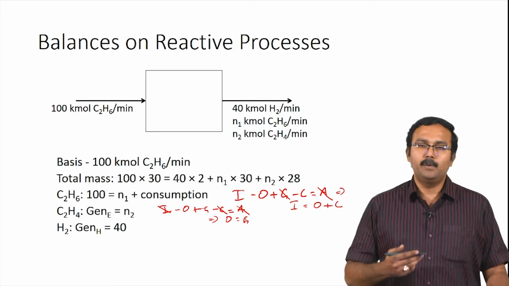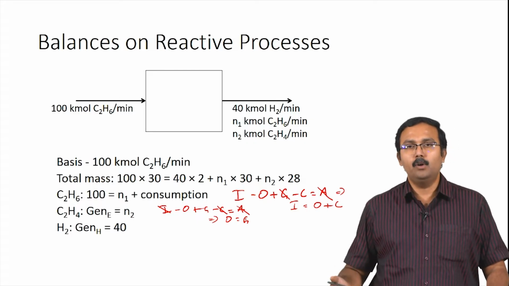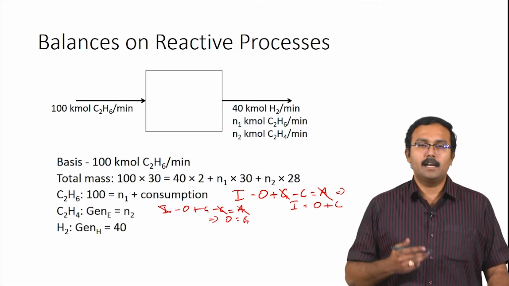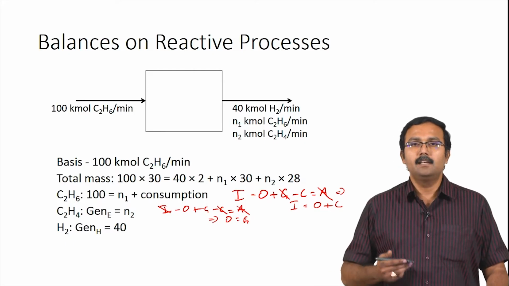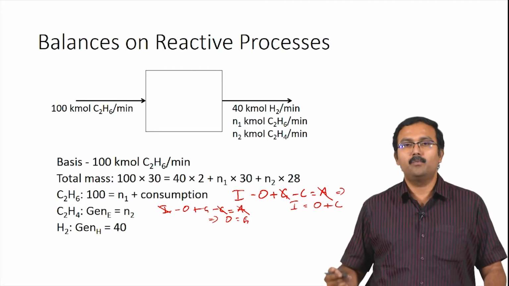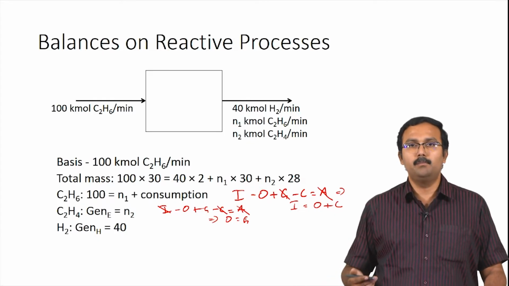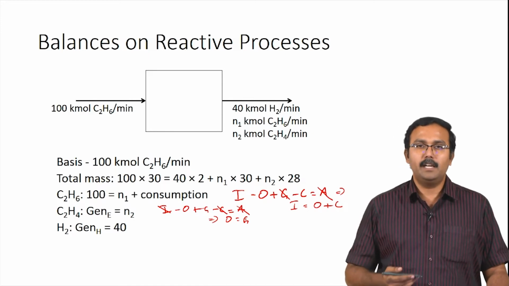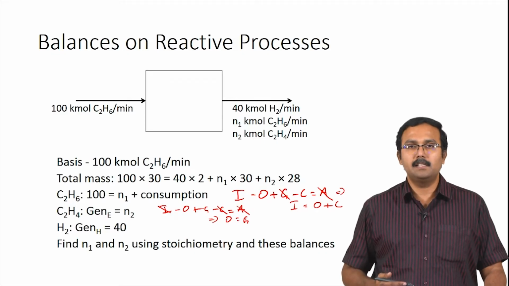So, using that you can identify the generation of ethylene and that will give you the output of ethylene, which is N2, and similarly you can know the consumption of ethane using the stoichiometry. So, 1 mole of ethane consumed results in the formation of 1 mole of hydrogen. So, which means 40 moles of ethane has to be consumed to produce 40 moles of hydrogen. So, substituting that we would be able to get the value for N1 also. So, using stoichiometry and these balances we can actually calculate N1 and N2.